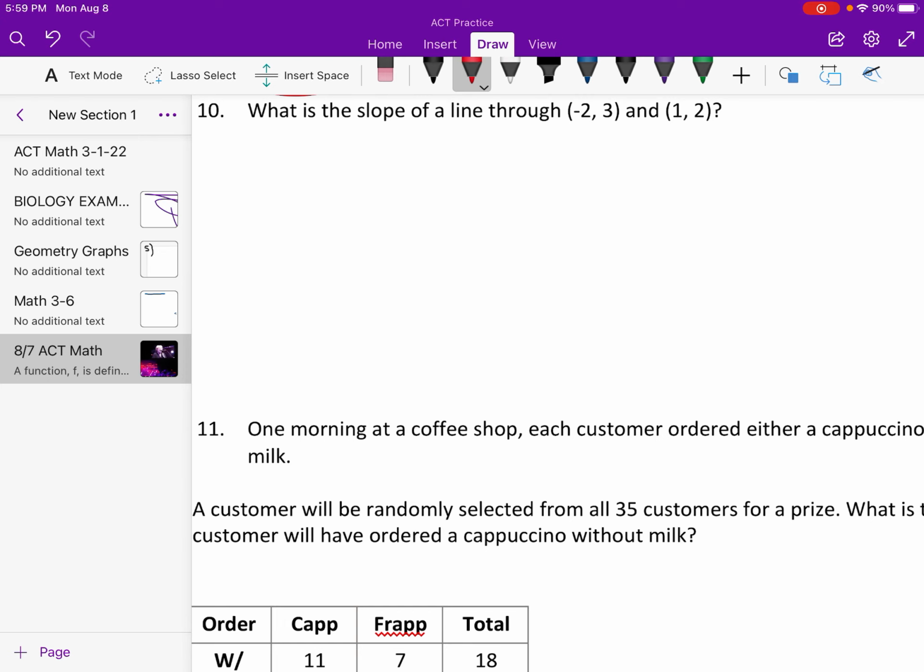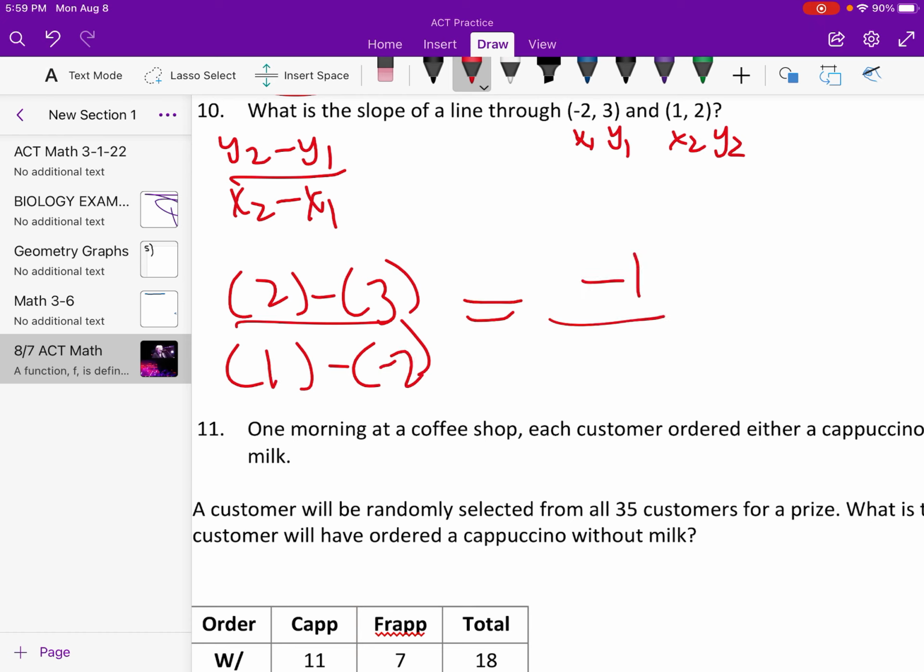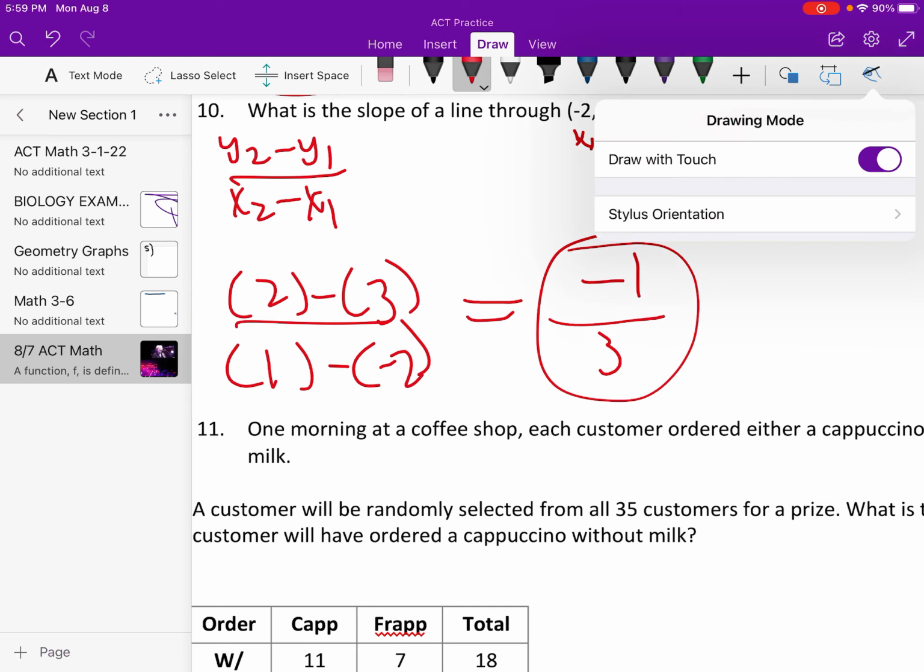So now we have a slope problem. What is the slope of this? This is once again one of the things you need to remember. Slope, if you are trying to do 2 points, is this. So this is x1, this is y1. This is x2, this is y2. So all you have to do is plug in the values: y2 minus y1 over x2 minus x1. We get negative 1/3. There we go. That's the slope.